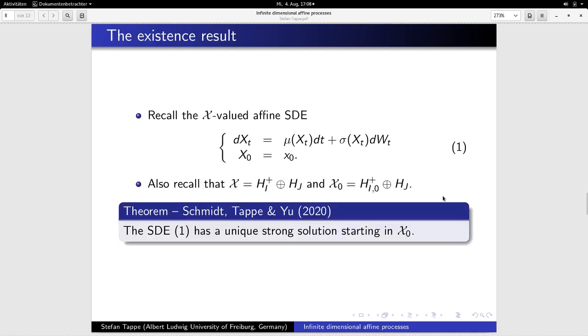Under these conditions, we have the existence and uniqueness result that you see here. Just recall our affine SDE, that X denotes the canonical state space and that we have a slightly smaller set for the initial conditions. Under the assumptions that we have presented on the previous slides, our stochastic differential equation, our affine SDE, has a unique strong solution for starting points in this set here. So this is our result, and rather than going into the proof, let me present two examples.